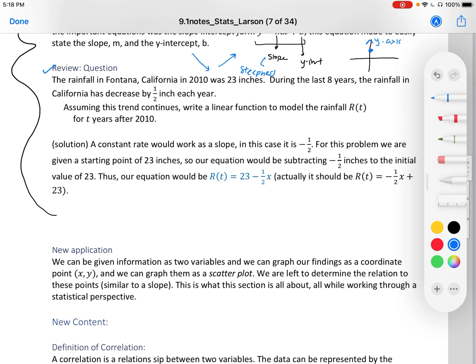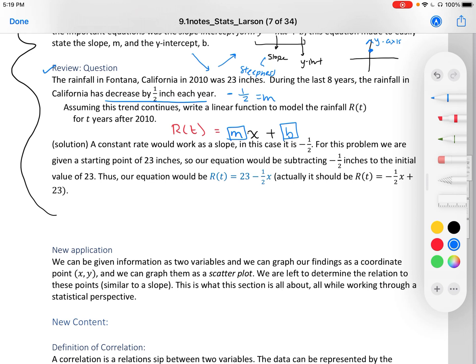Okay, so if we wish to create a line, we said that our equation is called R of t, with R for rainfall, t for time. We want to be able to state our slope, that'll have an x next to it, plus our y-intercept, our b. So these are the blocks of our formula that we need to find. Now, our slope is our steepness, and we see that it's going to decrease by half an inch each year. So because it's decreasing, it's going to be a minus 1/2. That's our slope.